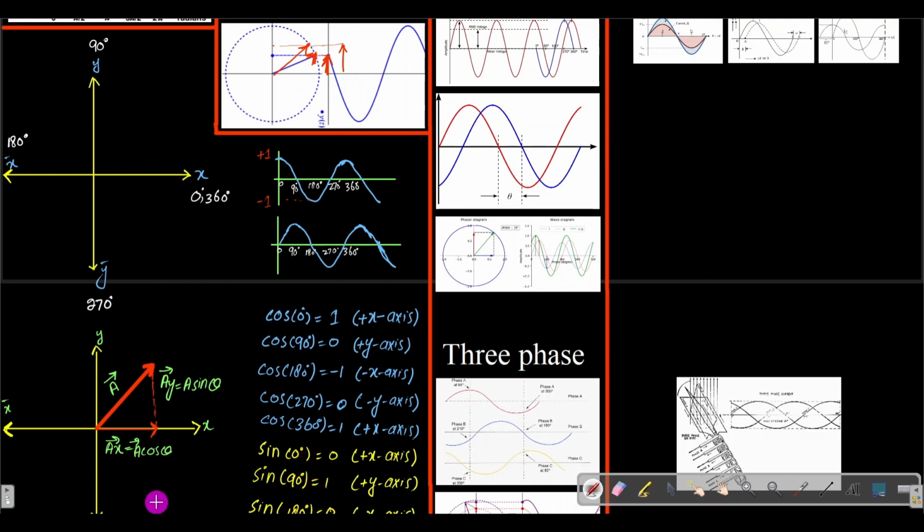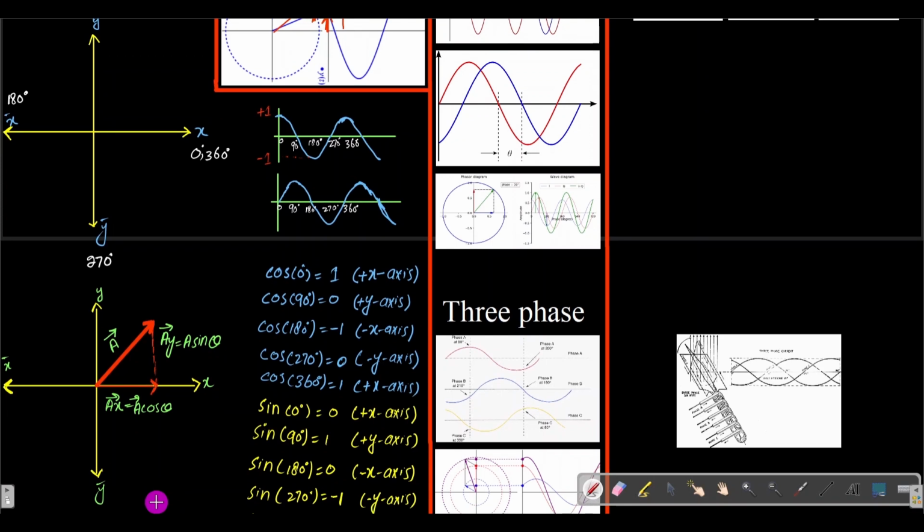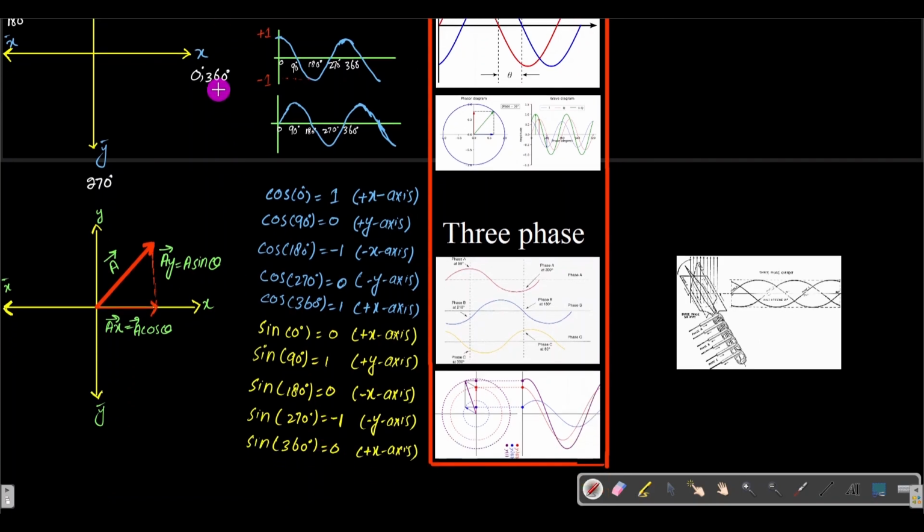Similarly at sine 180 the value is 0, okay, because this is the x-axis and the sine is only associated with the y-axis. And similarly at 270 the sine value is -1, because this is the minus y-axis. And here again at 360 the value will be 0, because this is the x-axis, and the sine value is only associated with the y-axis. So here this will be 0.